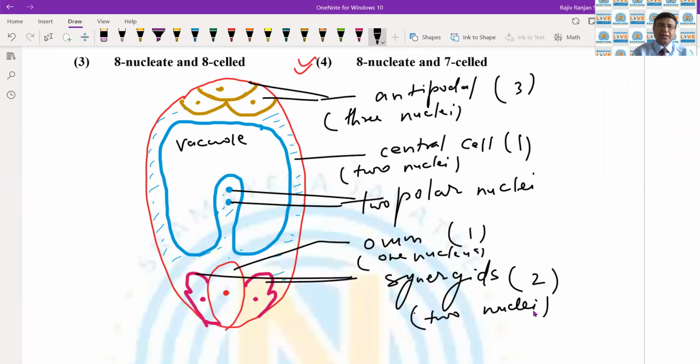So if we just tally the number of the cells and the nuclei, we find that even while there are 7 cells, the central cell being binucleate raises the number of nuclei to 8. So the correct option is 8 nucleate and 7 cells. That's the fourth option.